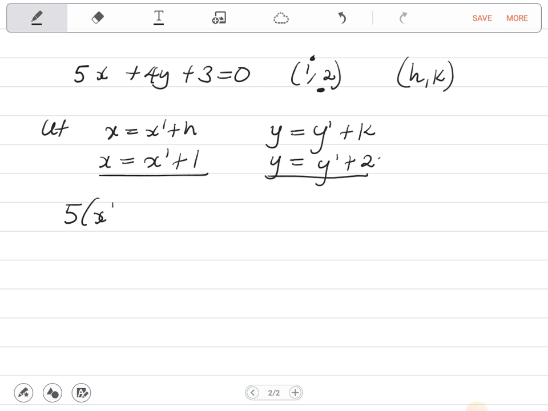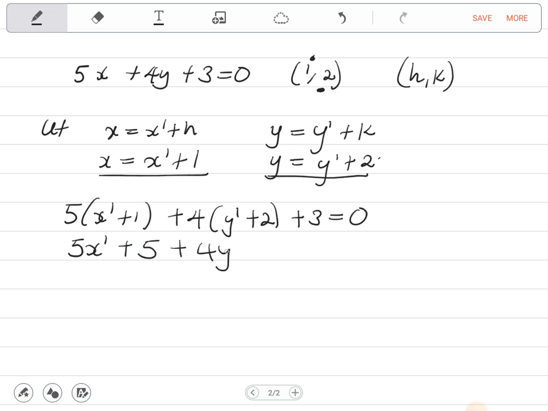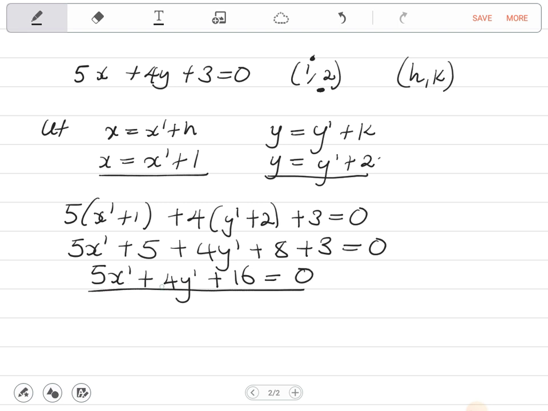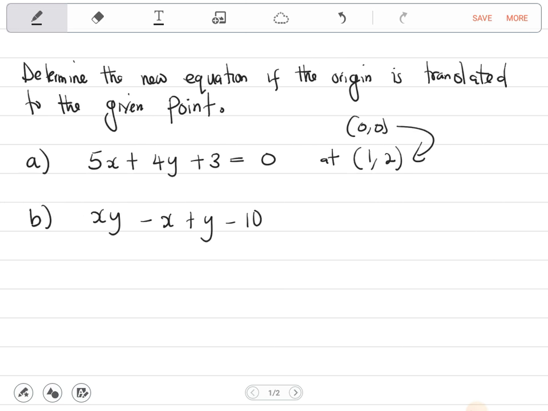So we are saying 5(x prime plus 1) plus 4(y prime plus 2) plus 3 is equal to 0. Let us expand this. Expanding can be fast because it is just expanding. Then we arrange them in order, as in the second degree equation. So we have 5x prime plus 4y prime plus 16 equal to 0. So this is the new equation, because the question was saying determine the new equation.